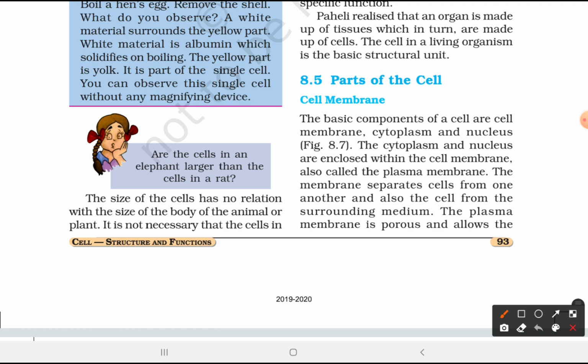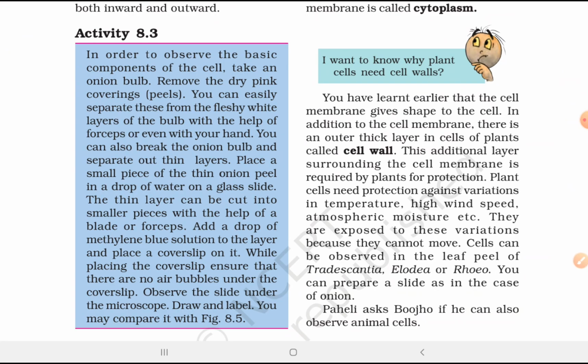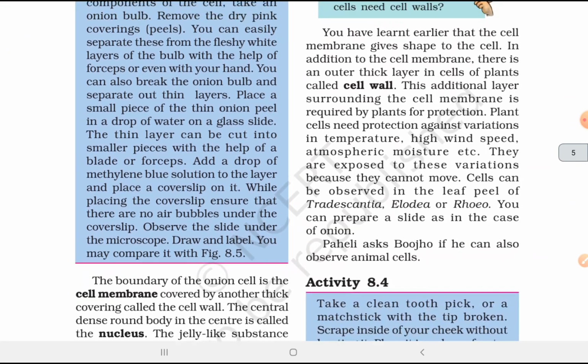The basic components of a cell are the cell membrane, cytoplasm and nucleus. The cytoplasm and nucleus are enclosed within the cell membrane, which is also called the plasma membrane. The membrane separates cells from one another and also the cell from the surrounding medium. The plasma membrane is porous and allows the movement of substances or materials both inward and outward.